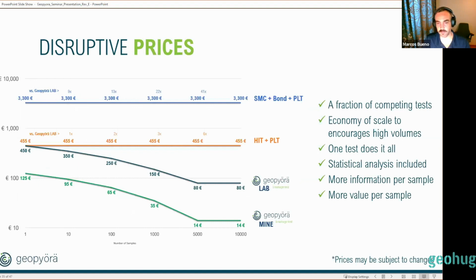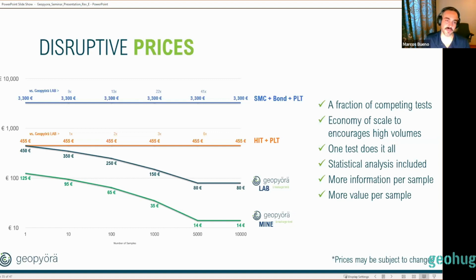Here's just a comparison with the competition. Typically people do SMC and Bond, and that's why people don't do hundreds or thousands of SMC and Bond tests. Number one, because they need a separate sample. They don't use the geochemical assaying samples for this purpose because they need to composite. They need a large amount of mass, tens of kilos.